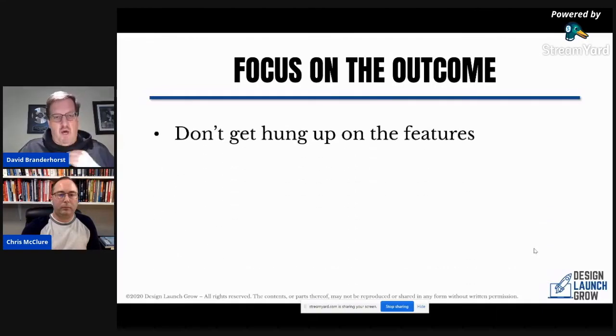And then lastly, always focus on the outcome. When you're describing what you do, too many times, and this is one of the biggest mistakes I see people make, is they get hung up on the features. They like to describe what their product is. They like to describe what their product does. They aren't talking about what the result will be from using the product or the program or the service. Don't get hung up on all the what.